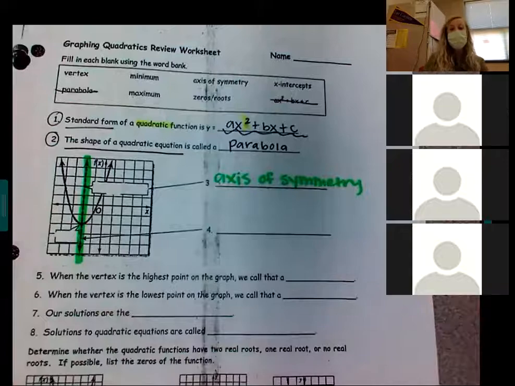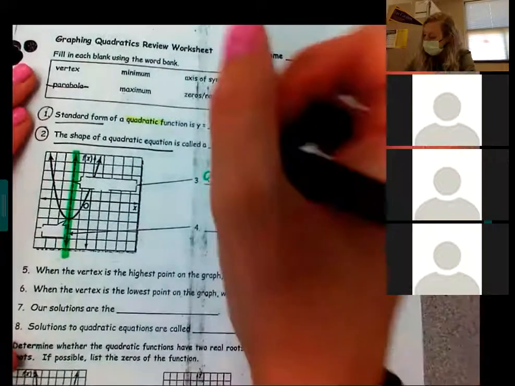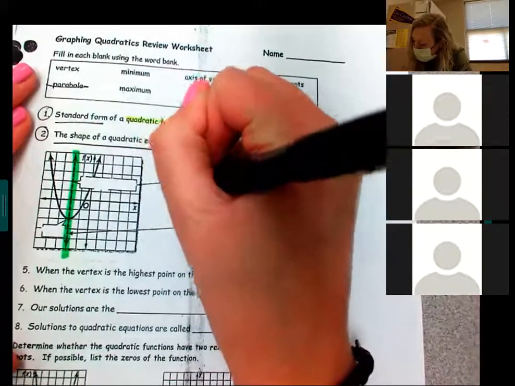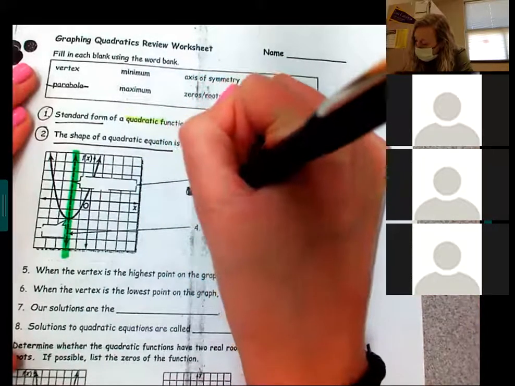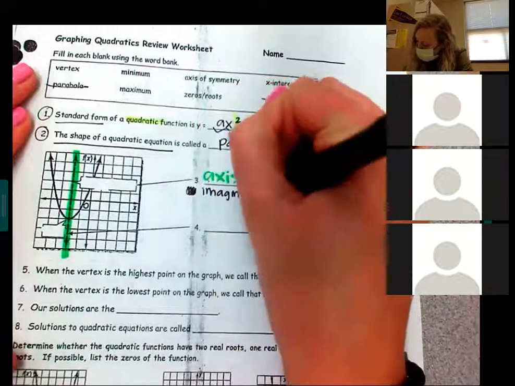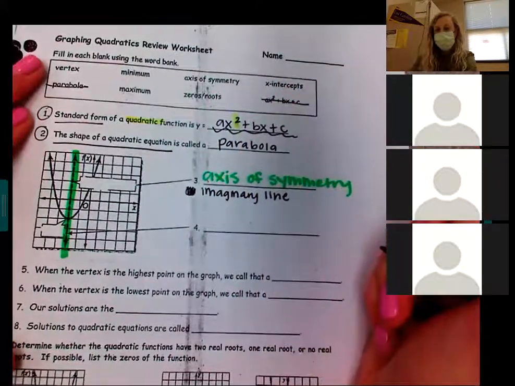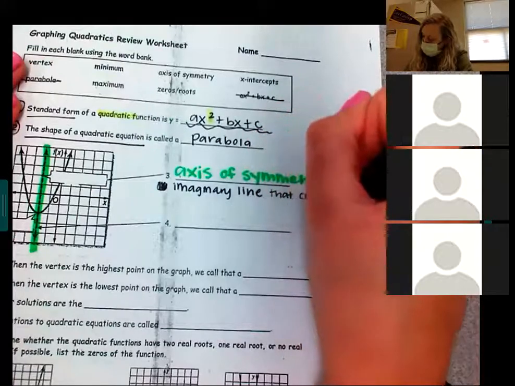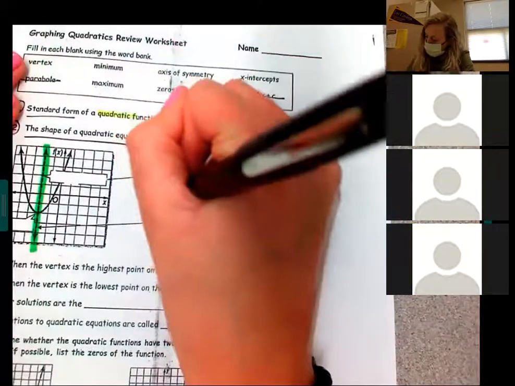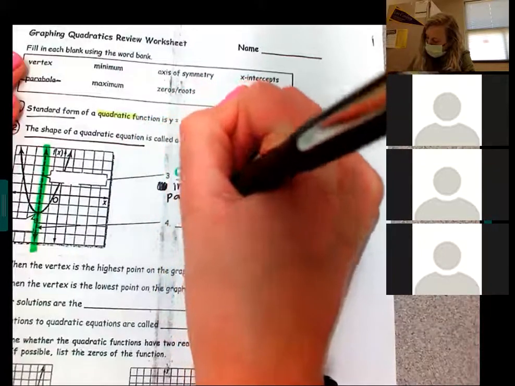All right, so we're going to write a definition under this. The axis of symmetry is the imaginary line that cuts a parabola in half. I'm going to keep it as short as I can for y'all.